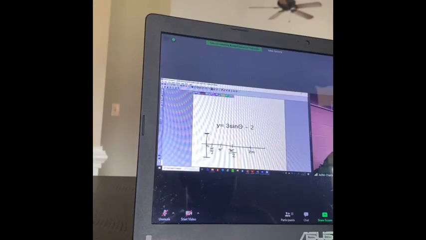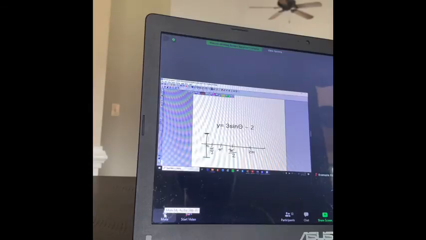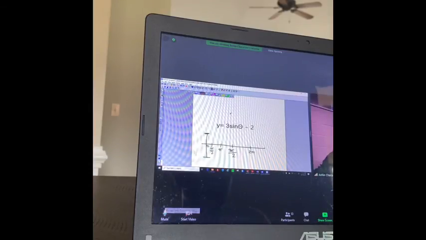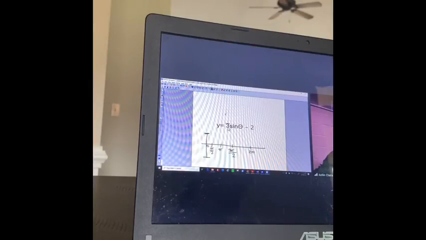Somebody at home speak up. You figure out your range. Before the range, what do I need to figure out? Amplitude. Where's my amplitude? Right there. Right where? The 3. The 3 is my amplitude. Yes, ma'am. Alright, so amplitude is 3. That's the next step.